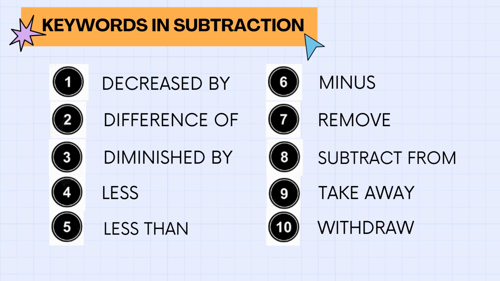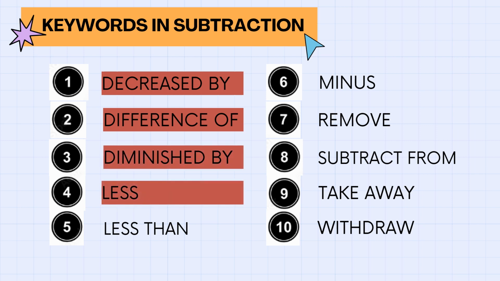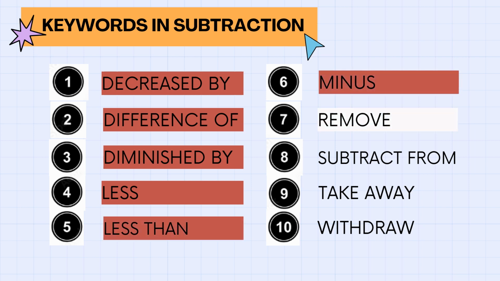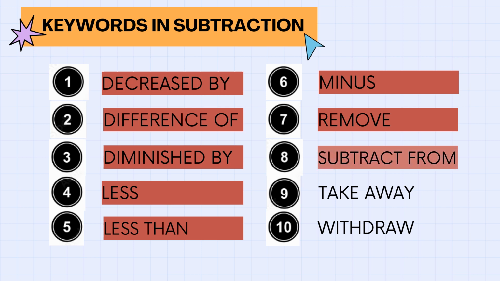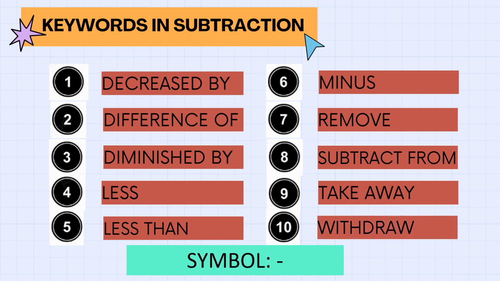These are the keywords in subtraction. Number 1, decreased by. Number 2, difference of. Number 3, diminished by. Number 4, less. Number 5, less than. Number 6, minus. Number 7, remove. Number 8, subtract from. Number 9, take away. Number 10, withdraw. And the symbol to be used for subtraction is the minus sign.